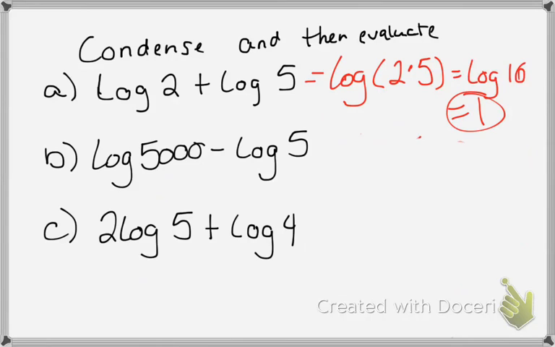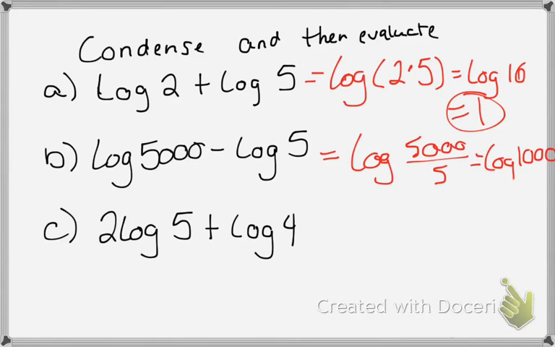So in part B, I have log of 5,000 minus log of 5. So when I'm looking at this, the first thing I would do is condense. I would change that to a quotient. Log of 5,000 divided by 5. 5,000 divided by 5 tells me I'm looking at log of 1,000. So 10 to what power gives me 1,000? I've got 3 zeros. That's telling me I'm looking at the third power.